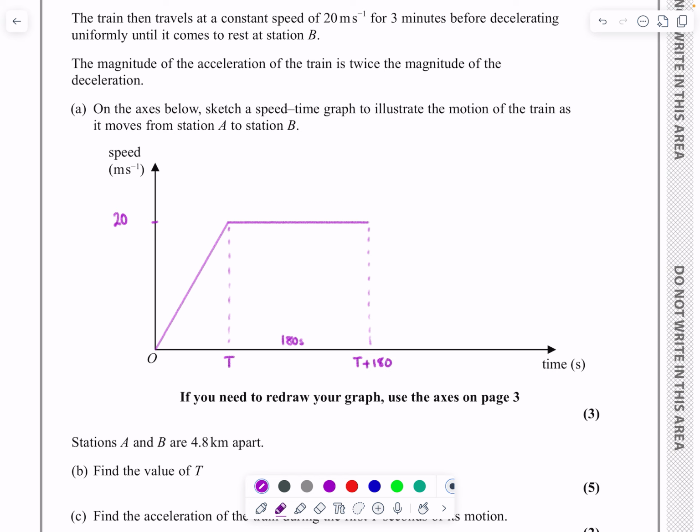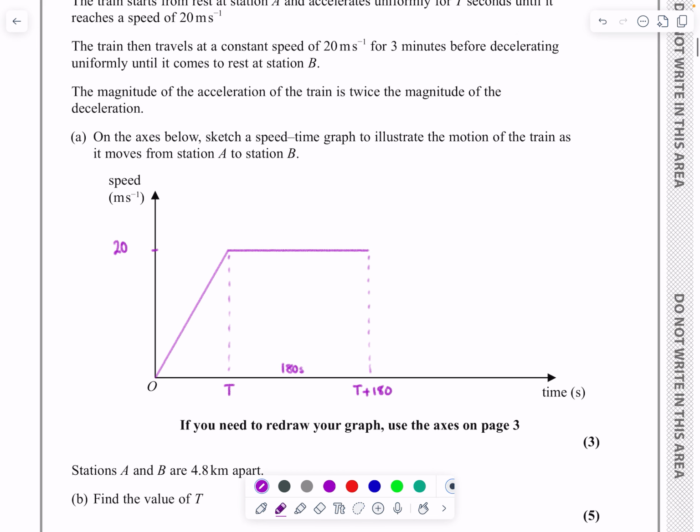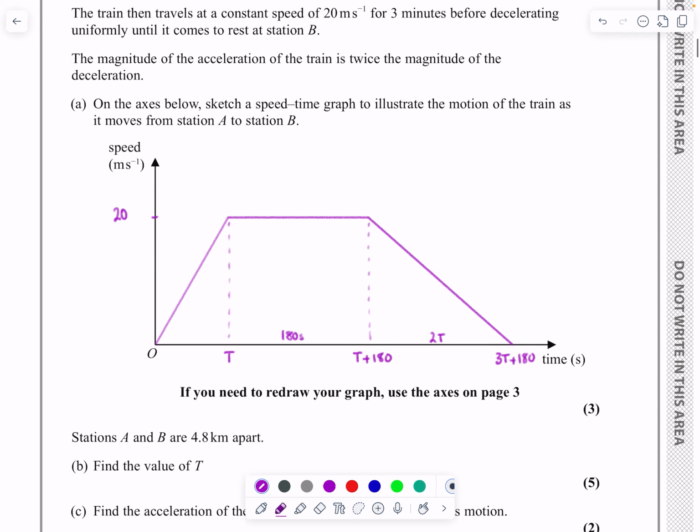And then after that, the magnitude of acceleration is twice the magnitude of the deceleration, so it takes twice as long to decelerate down. So just make that not as steep, and obviously if that value there is t and it takes twice as long, then this value here is 2t, which is going to mean that that's going to be 3t plus 180. So in terms of the sketch, we are sorted, we are done.